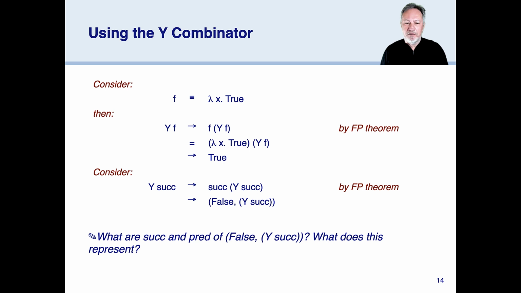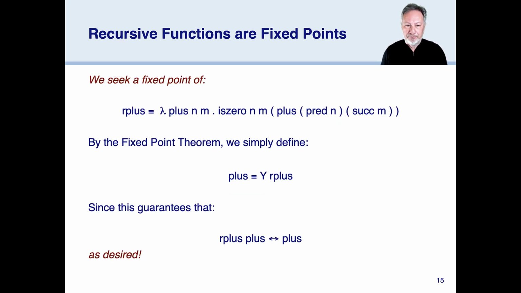Now let's look at our successor function. Recall the successor function that we had defined a little bit earlier. If we apply Y to that, by the fixed point theorem, that's going to be the same as successor applied to Y of successor. In other words, that'll give us the tuple false and Y of successor. Now, I ask you to consider, what are the successor and predecessor of this strange value, and what does this represent? Let's have a look at that again in the question and answer session.